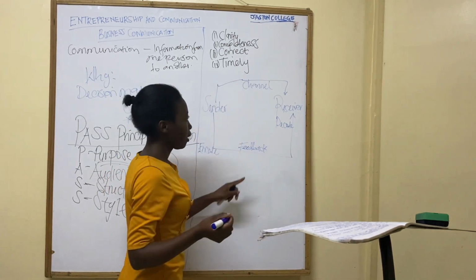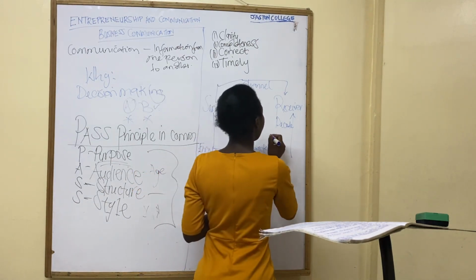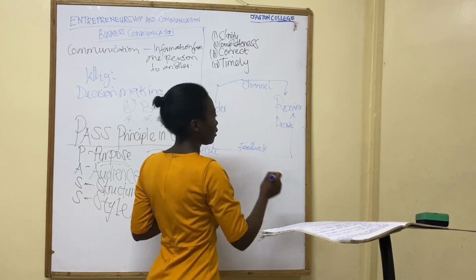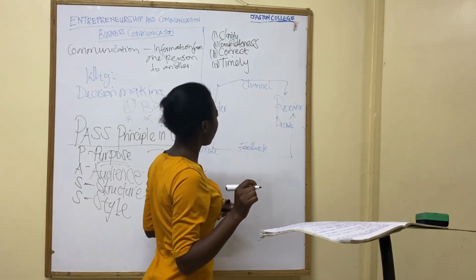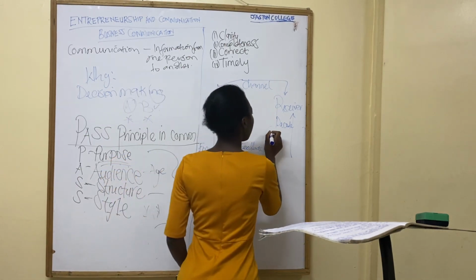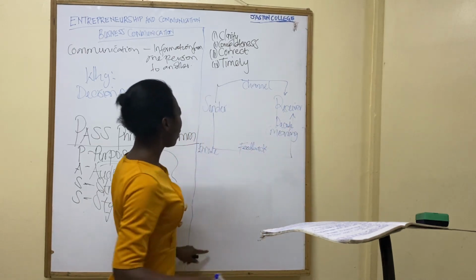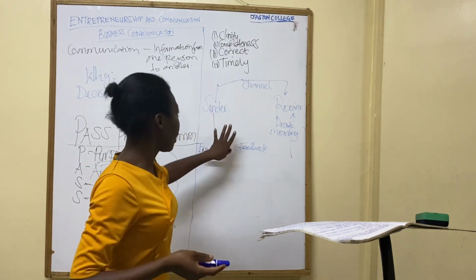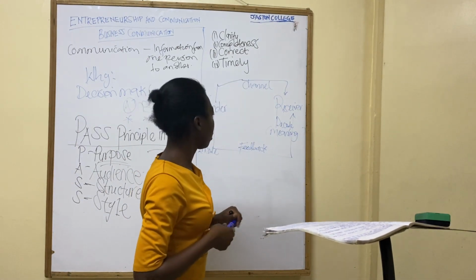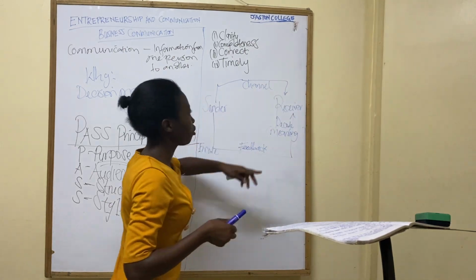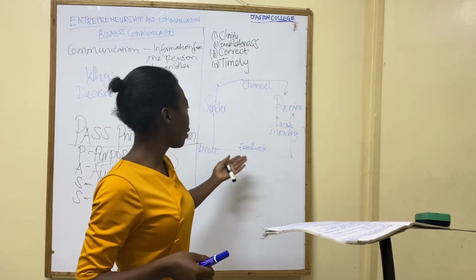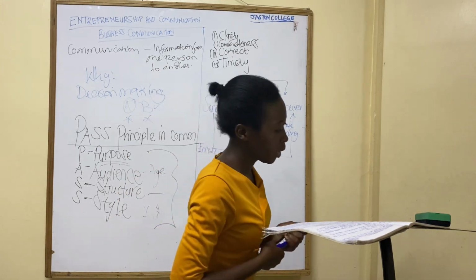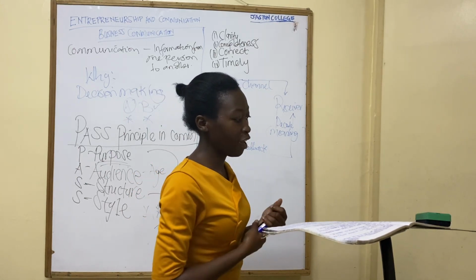And this decode means that the receiver has already gotten the information, and the receiver intends to derive the intended meaning. So he knows what feedback to give to the sender. So, my good students, that's the system that we always use in communication. So the channel of communication can be either oral or verbal. The feedback also can be either oral or verbal. So with that said, my good students, we are also going to look at the levels of communication.